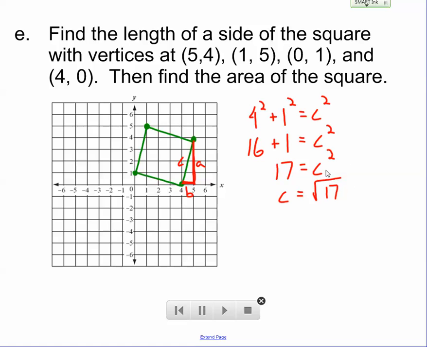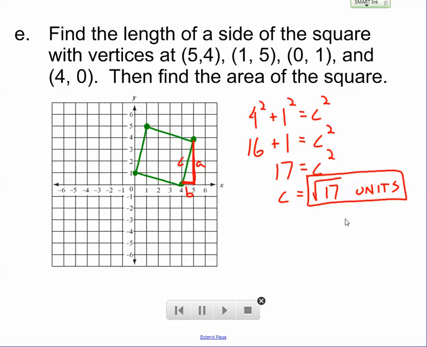And once I get it down to here, the square root of C squared is C and the square root of 17 is the square root of 17. I'm just going to leave it just like that. So the length of the side of the square is the square root of 17, or the square root of 17 units.